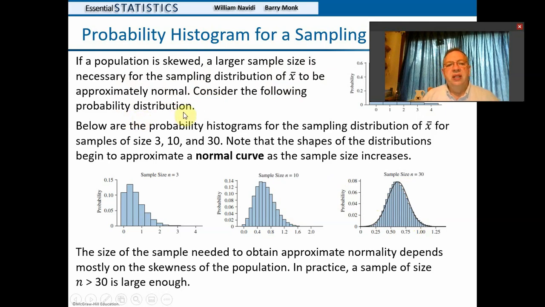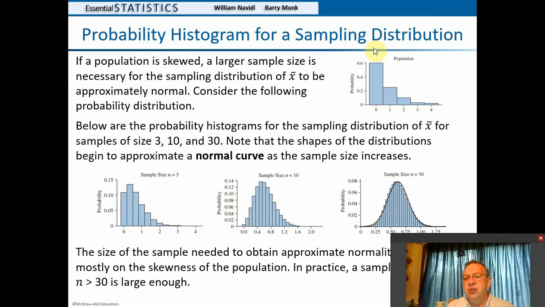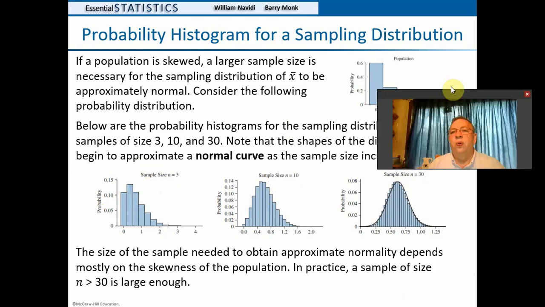Consider the following probability distributions below. Here is our original population distribution, right skewed, positively skewed. And when we build samples of all different possible sample sizes from the population, we get these distributions. For sample size n equal to 3, because of the skewness, we see the skewness. At sample size n equal to 10, it almost starts looking normal, but is still skewed. And then for sample size n equal to 30, it looks pretty normal at that point.